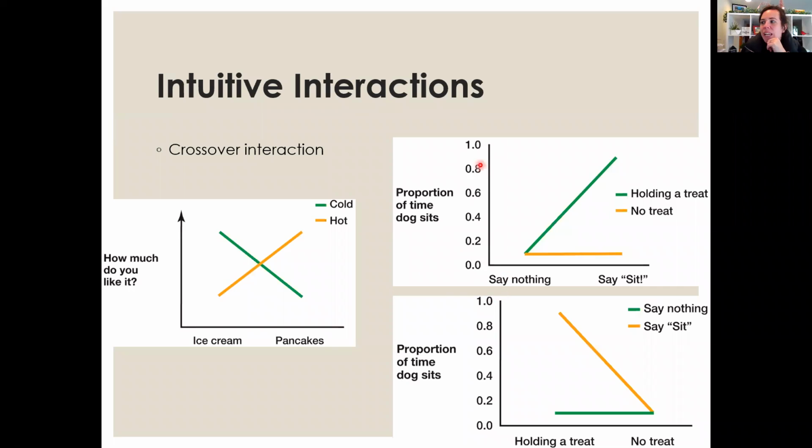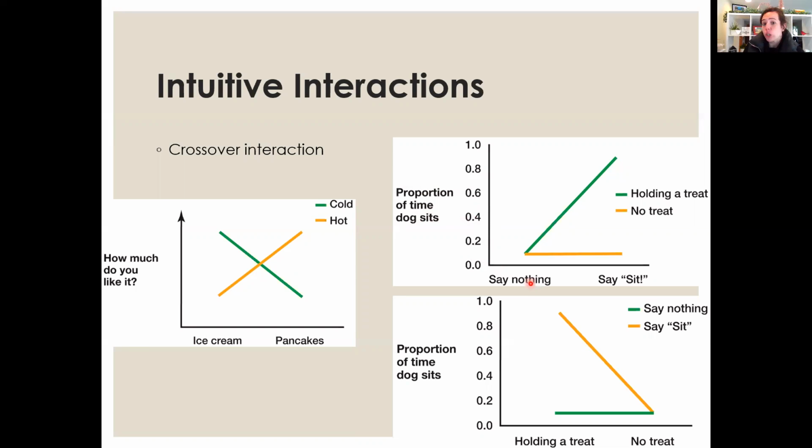What is the dependent variable here? Let's see if you guys can figure that out. What do you think? You said what's the dependent variable? Yep. Would it be the grain? Would it be the proportion of time the dog sits? Yes. This right here, the proportion of time the dog sits is the dependent variable. That's what we are measuring. We're measuring how long the dog is sitting.